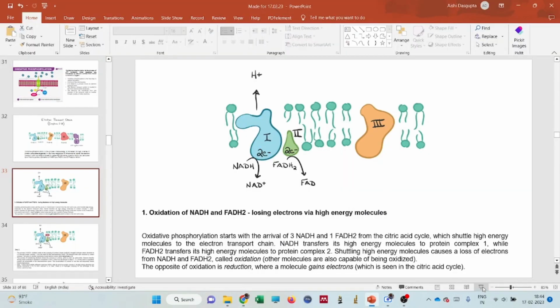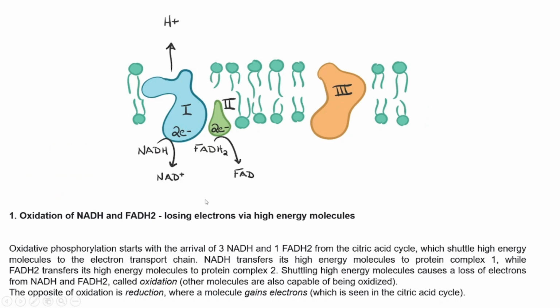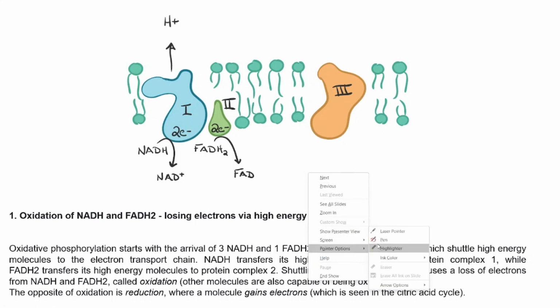So what happens? These two substances lose electrons via high energy molecules, and this oxidative phosphorylation commences with the arrival of 3 NADH and 1 FADH2 from the Krebs cycle, which shuttle high energy molecules to the electron transport chain. NADH transfers its high energy molecules to protein complex 1, while FADH2 transfers its high energy molecules to protein complex 2, as you can see over here.